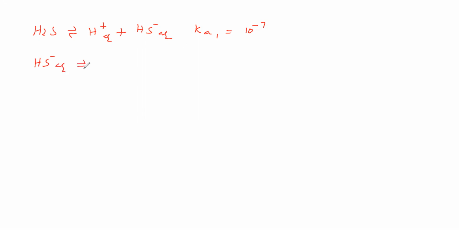HS minus aqueous dissociates to give H plus and S2 minus aqueous. For this Ka2 we have to say nearly 10 power minus 14. So H2S has two replaceable H plus ions, therefore two Ka values will be there. Suppose now we take one acid, H3PO4. It has three replaceable H plus ions. So how many Ka values will be there? Three Ka values will be there. Ka1, Ka2, Ka3. Okay, sir.